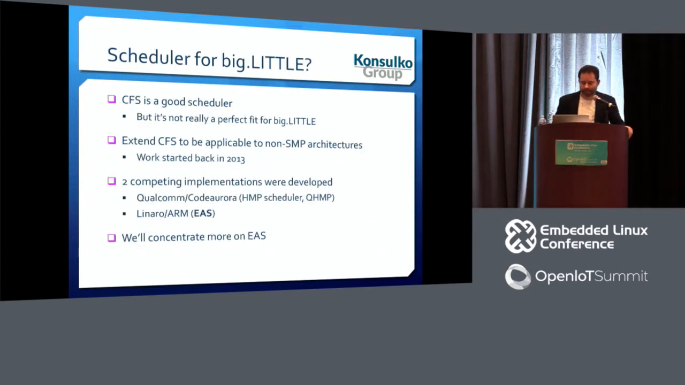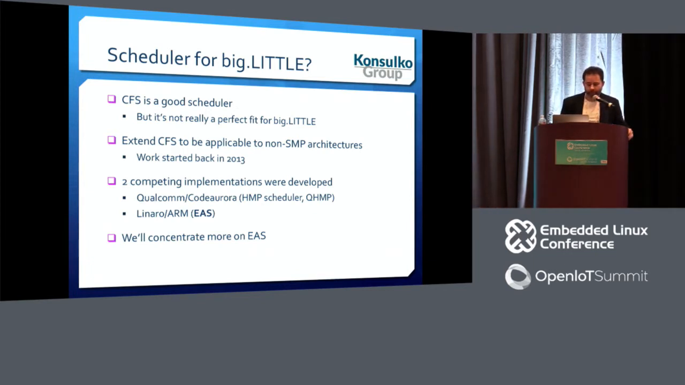Okay. So, scheduler for big.LITTLE. Can we use CFS? Well, CFS is a good scheduler, but it's not really a good fit for big.LITTLE architecture, because it's not energy aware. It doesn't know, it cannot distinguish between big cores and little cores. So once again, we want to use CFS because it's good, but we can't use it directly because it lacks some important knowledge to make right decisions.